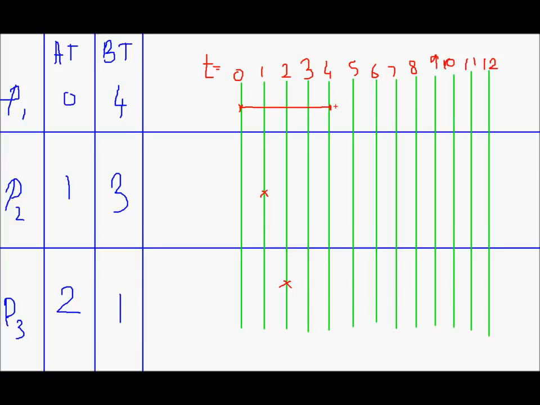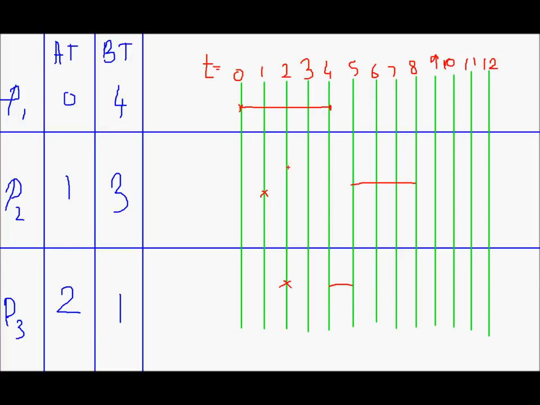Now by this time two processes have arrived, P2 and P3, and out of P2 and P3 the process with the shortest burst time is P3. Its burst time is 1. So at this instant P3 will execute. So from 4 to 5 will be P3's execution, and the next is P2, and P2 will start over here and it will go up till 8. So it's 3 units.